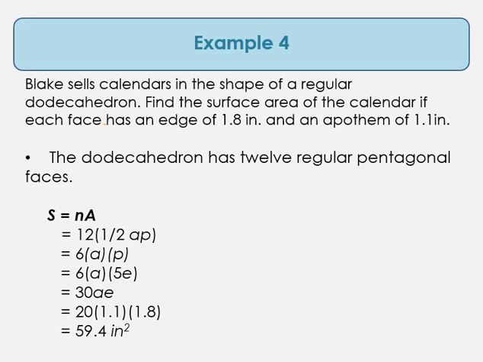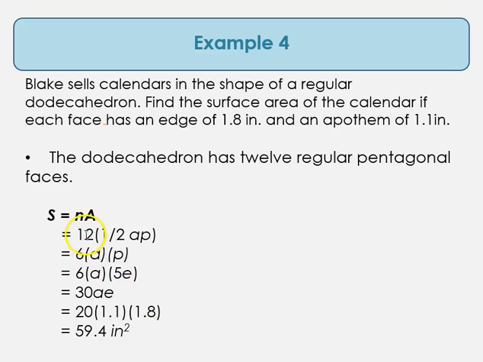Example 4. Blake sells calendars in the shape of a regular dodecahedron. Find the surface area of the calendar if each face has an edge of 1.8 inches and an apothem of 1.1. So going back to what we've learned in the past, the dodecahedron has 12 regular pentagonal faces. So here's our formula for this figure. It's S equals the number of faces times the area of the pentagon.